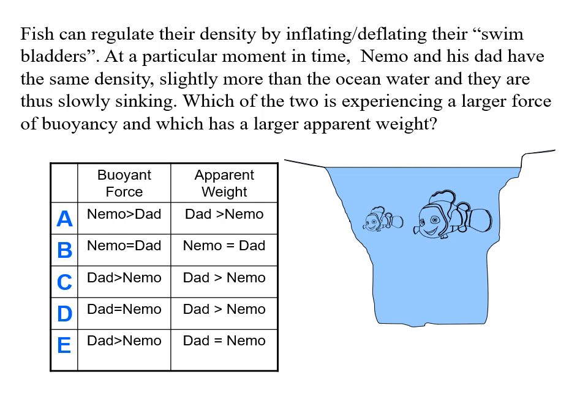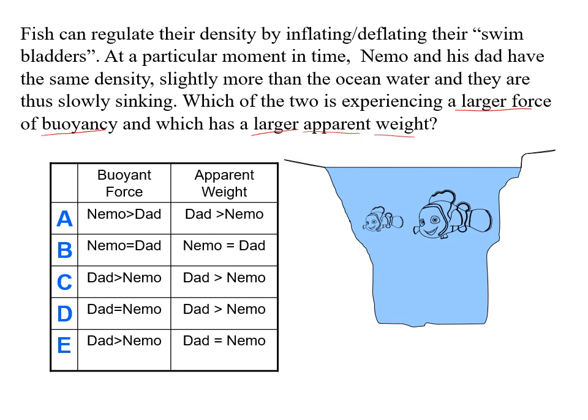Okay, so in this question, fish can regulate their density by inflating or deflating their swim bladders. At a particular moment in time, Nemo and his dad have the same density, slightly more than the ocean water, and they are thus slowly sinking. Which of the two is experiencing a larger force of buoyancy, and which has a larger apparent weight? So the key here is that it's asking us about the larger force of buoyancy and the larger apparent weight.